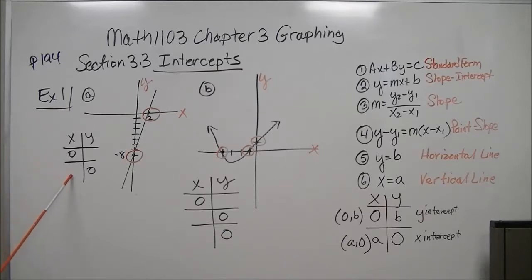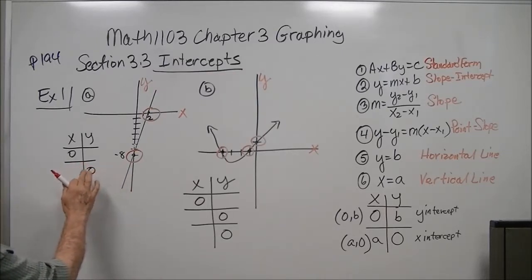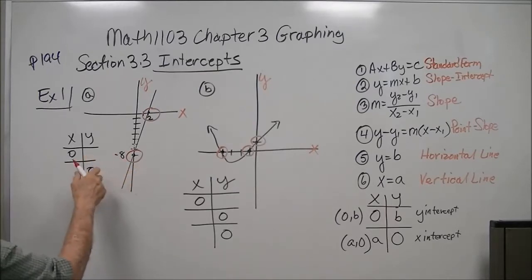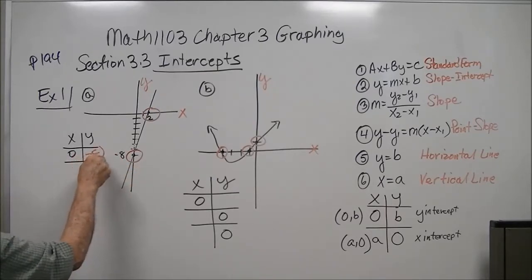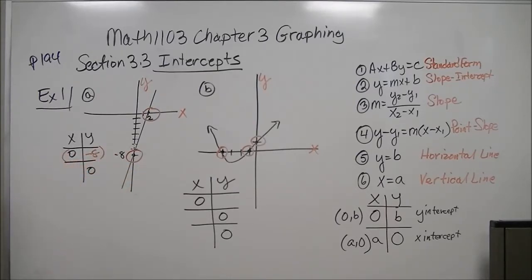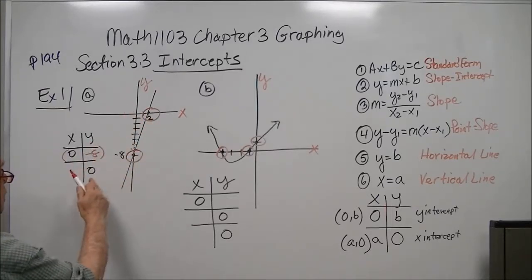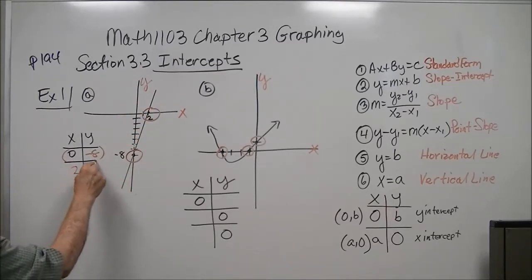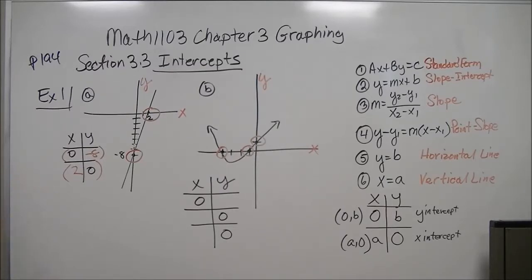And we could just put them into some sort of chart. So for this one, if x is 0, it intercepts here at -8. So there is our y-intercept. And then if y is 0, it's intercepting the x at 2. So these would be your answers.